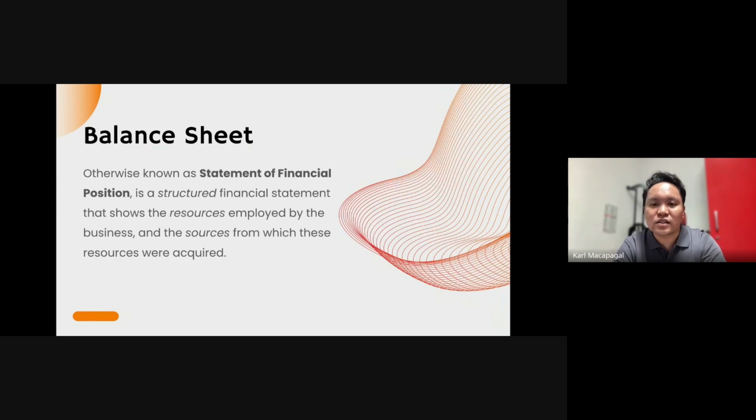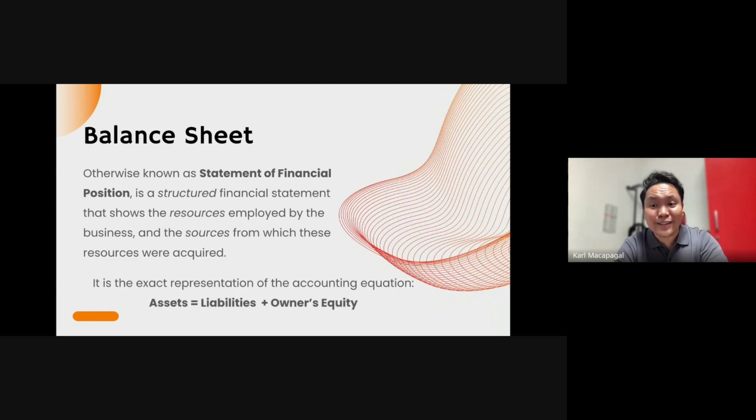The sources of the business are provided by the owners and creditors. Hence, there are two claims against the asset of the business: the claim of the creditors and the claim of the owners. The claim of the creditors is technically known as liabilities, while the claim of the owner is called capital or equity itself. So the balance sheet, take note, also represents the accounting equation, which is assets is equal to liabilities and equity. Now, the total assets should be equal to the total liabilities and total owner's equity.